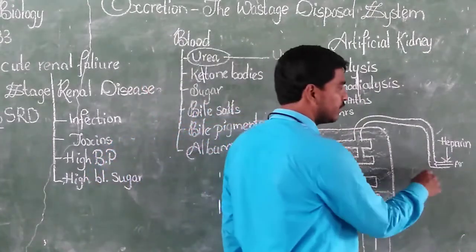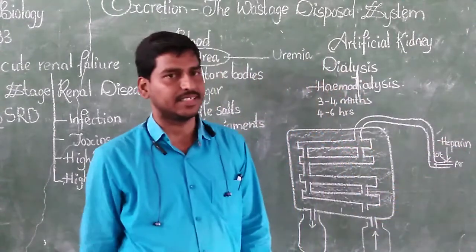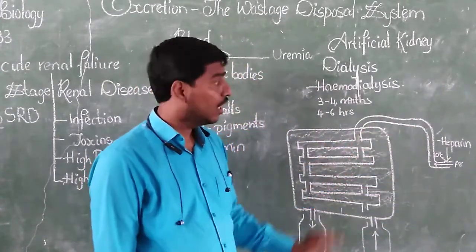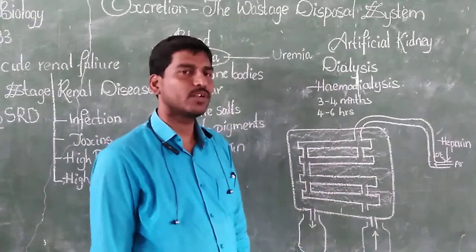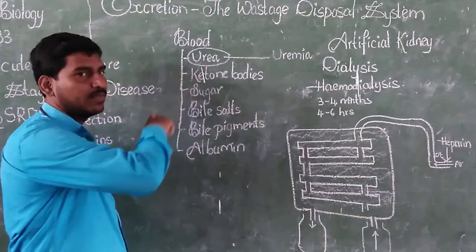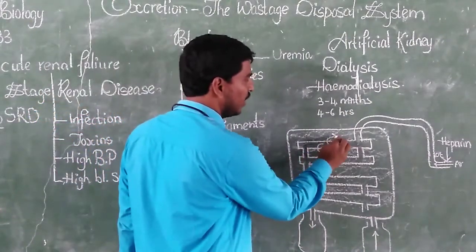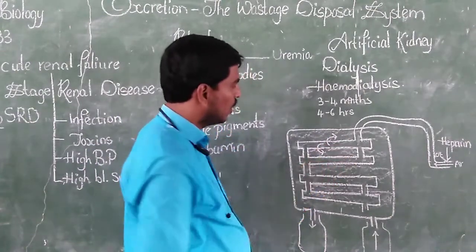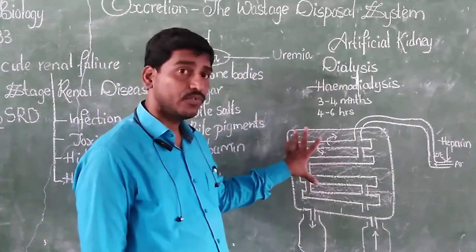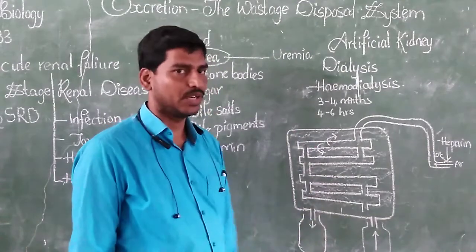When the blood is taken out, it is cooled to 0 degrees Celsius, and the blood is pumped into the cellophane tubes. What type of blood are we taking from the patient? Blood with nitrogenous waste materials in excess. These waste materials are drawn from the cellophane tubes into the dialyzer fluid. The collected dialyzer fluid is then pumped out.